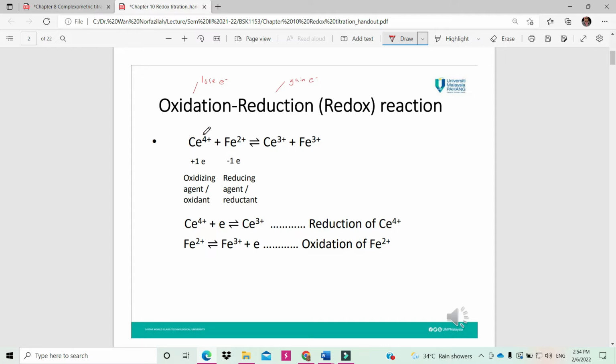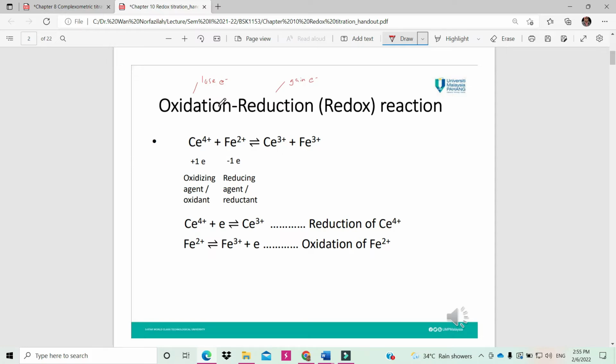Okay, so here, when you see cerium from 4 plus become 3 plus, now the positivity reduces. When the positivity reduces, it means that it gains an electron. It gains 1 electron, 4 plus plus electron. Okay, bila plus electron ni maksudnya dia jadi lebih negatif lah. So the positivity reduces. So we can say that this cerium has gained 1 electron. Gaining 1 electron is a reduction reaction. Iron 2 plus becomes more positive. More positive means it loses electrons. So losing electrons, this iron undergoes the oxidation reaction.